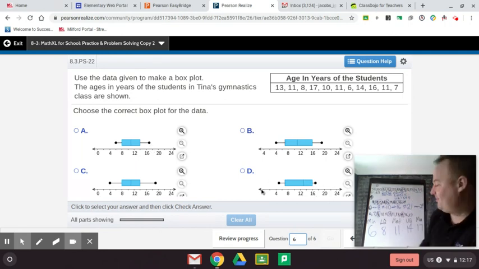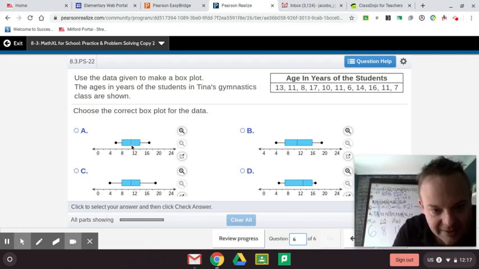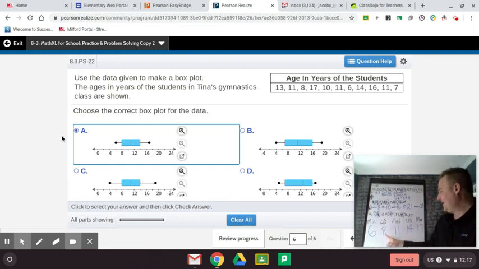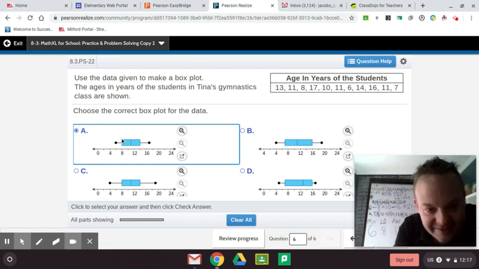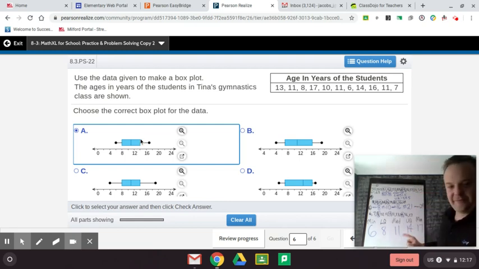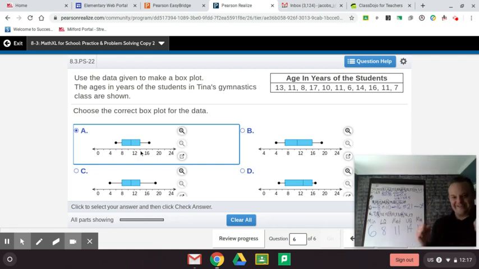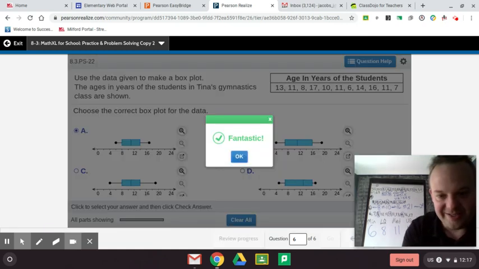Yes. Okay, we didn't eliminate anything there. 11 is the median. Yes. No. So we know it's A. Let's just, for completion's sake, the lower quartile is 8. Yep. And the upper quartile is 14. Yes. All right, guys. We did it.